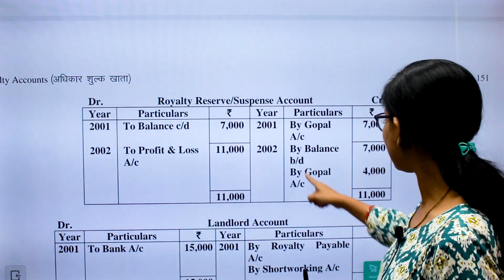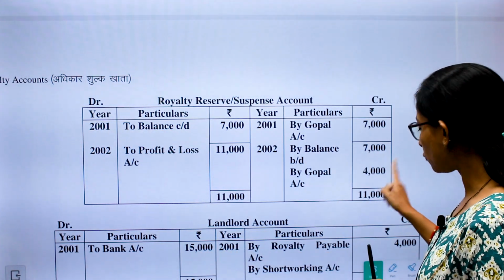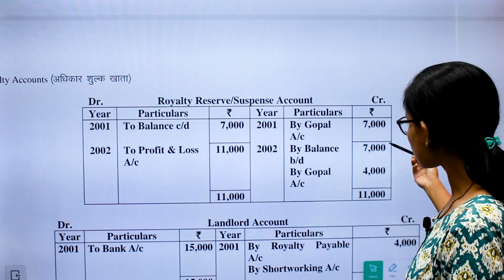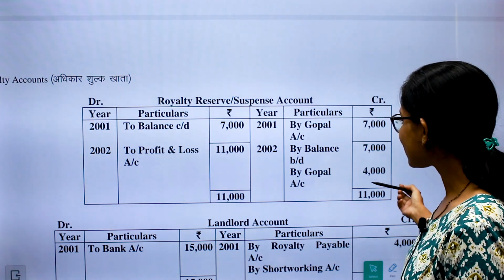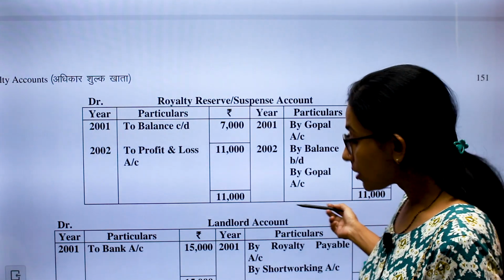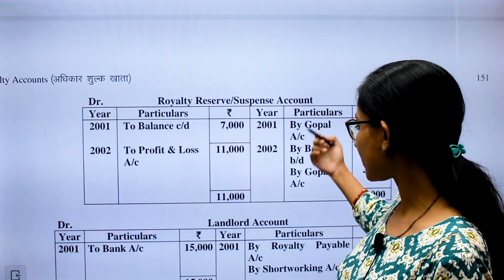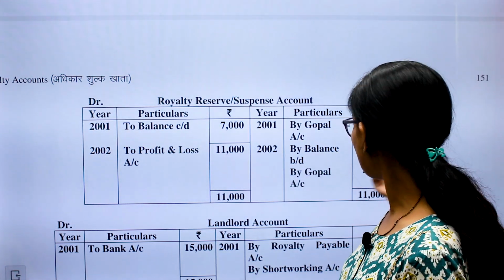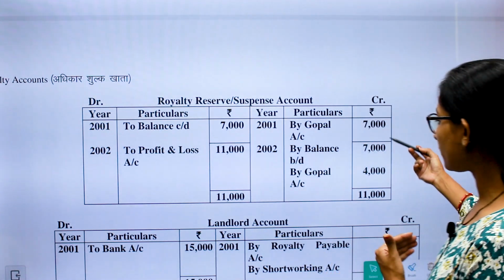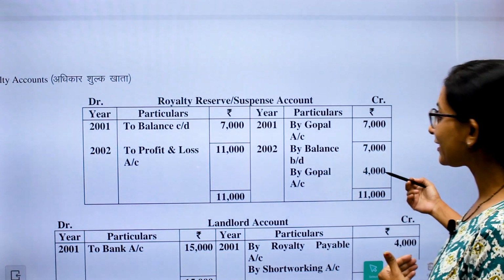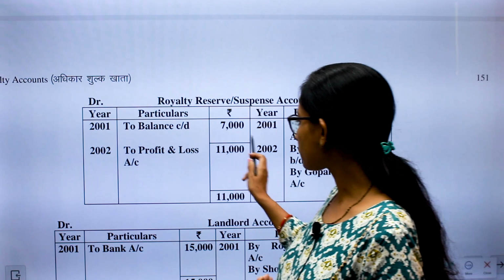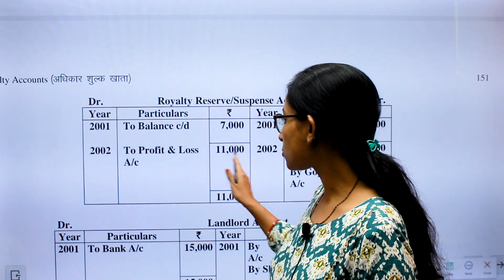So we have created Gopal account, 7,000 plus 4,000, that is 11,000. Only a recoupment option of 2 years is given, so the first year is 2001 and the second year is 2002. When we add this 7,000 and 4,000, we get 11,000, which we have transferred to the P&L account, because after the second year we don't have the option to recoup this amount. So we have to transfer this to the P&L account.